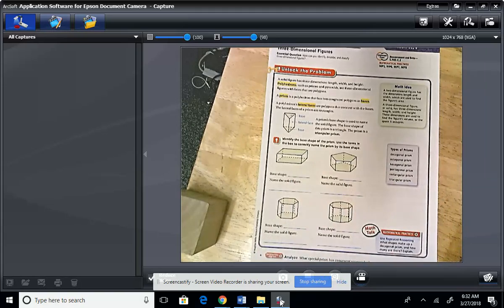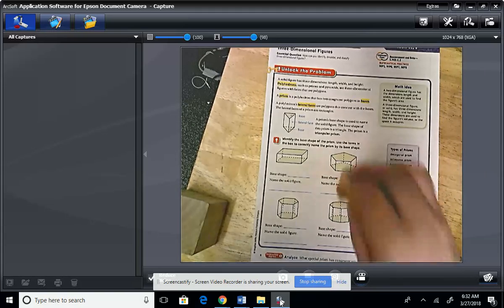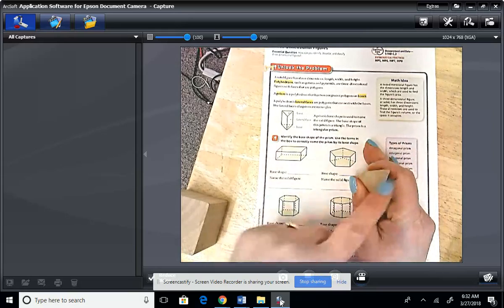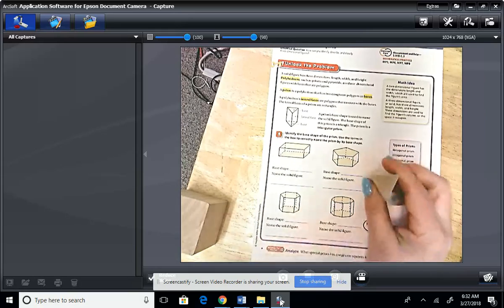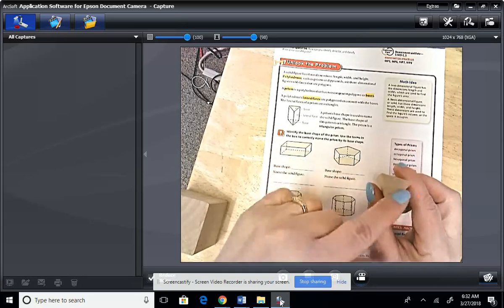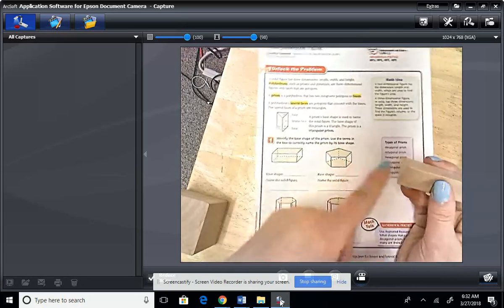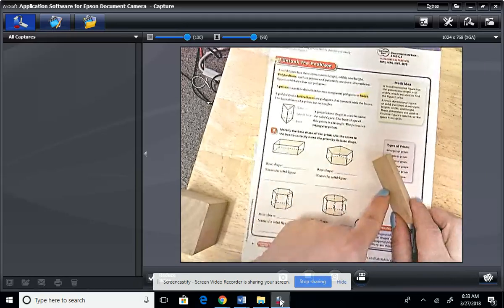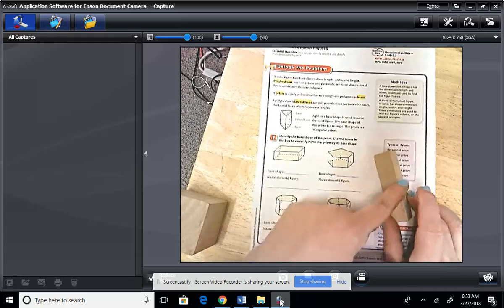Let's see, here is another prism. We have two bases, 1, 2. So the base is where it can sit. And they've got to be congruent, so this has to be exactly the same size as this. Here's a base. Could be, because they're all congruent.